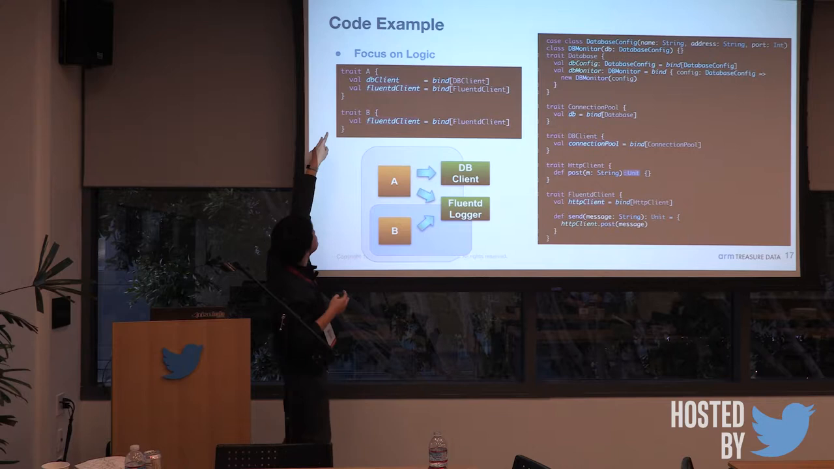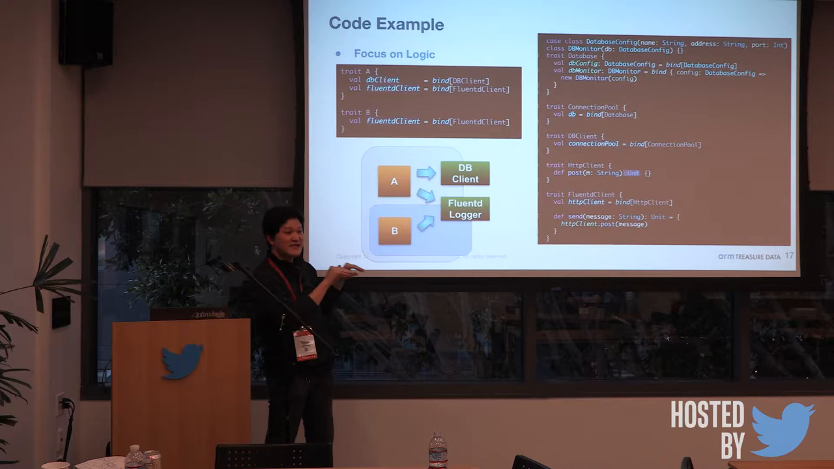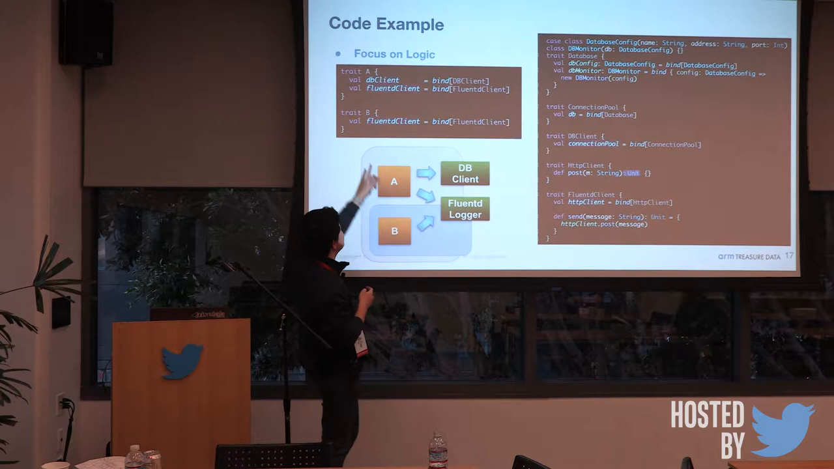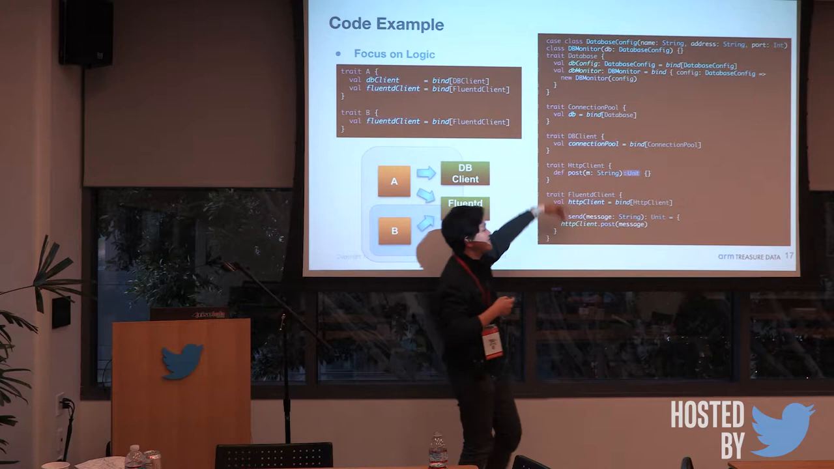Because Airframe's bind syntax allows you to just inject the necessary interface into your service. So for implementing A, you only need the DB client interface and the Fluentd reloader interface. In implementing B, you only need to care about the Fluentd client. But the actual implementation is like this. There are many, many complex details that can be hidden.